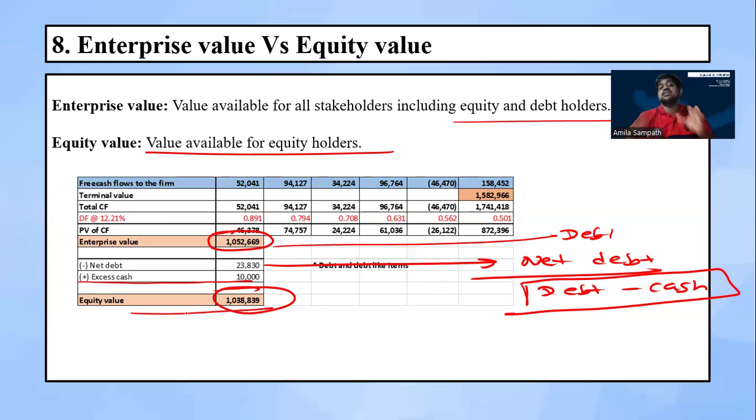Then equity value is the value available for whom? The value available for the equity holders.